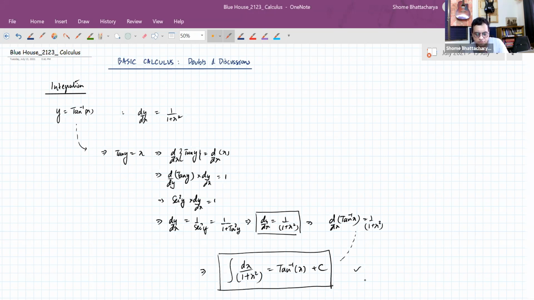Similarly, we'll discuss some more integrals, like from the differentiation of sine inverse x, we will see how to integrate a couple of more things.